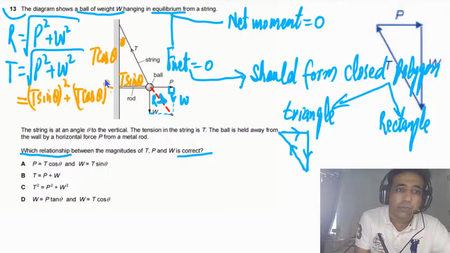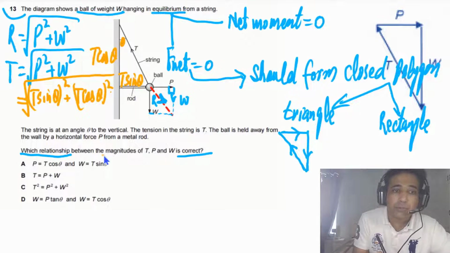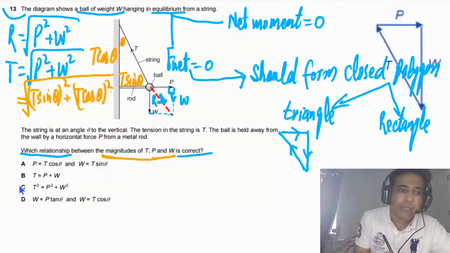So we can take the square of this one as well, because we are talking about magnitudes here. And the question is also asking you to find the relationship between magnitudes of T, P and W. So the answer for this question has to be C.